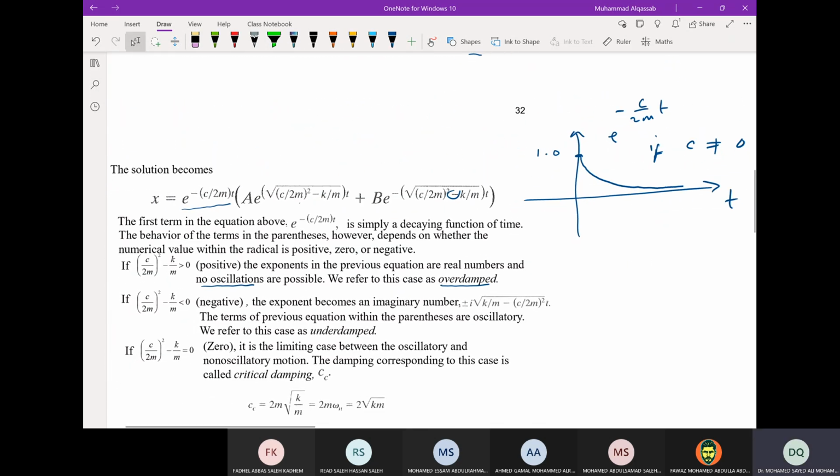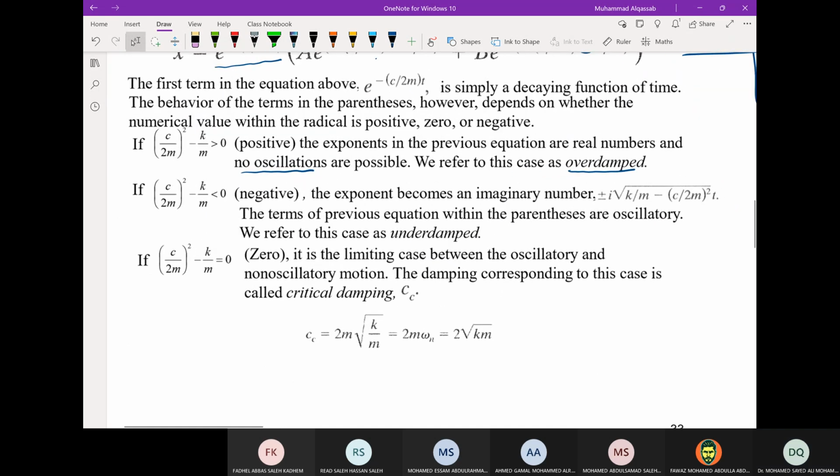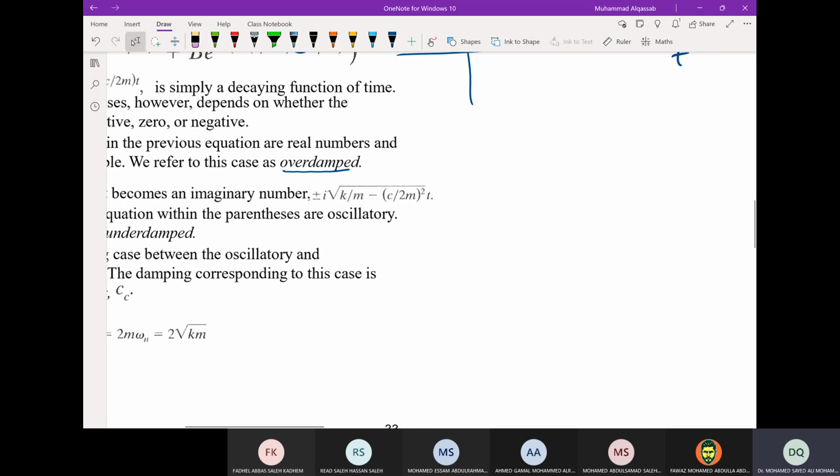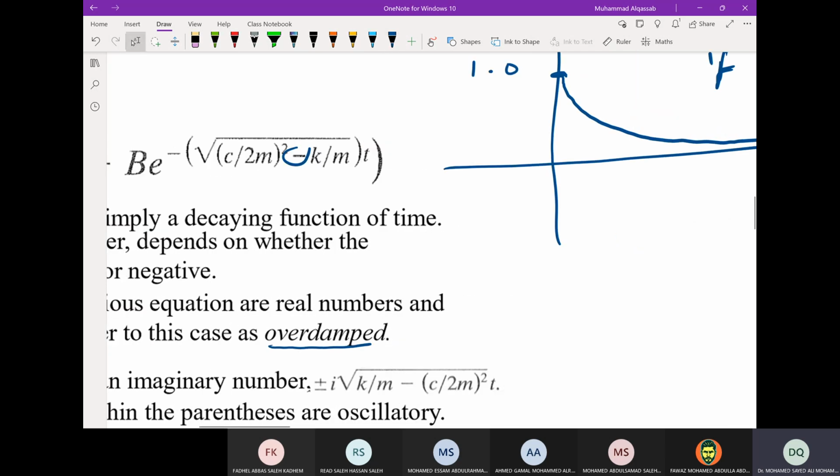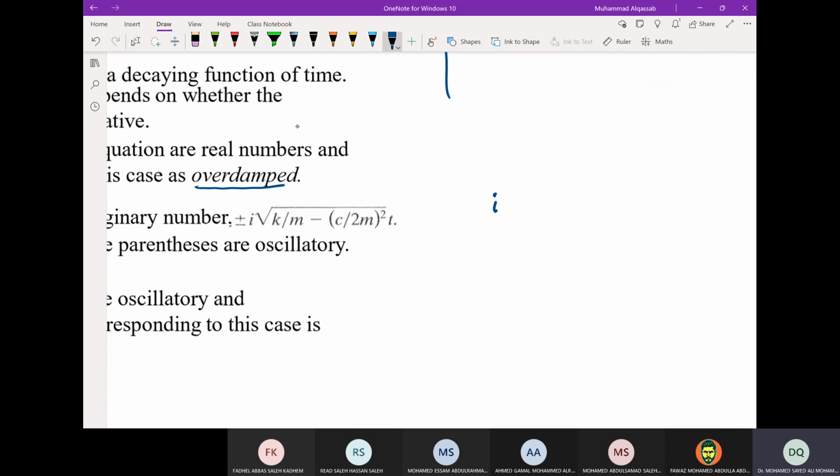The other case, which is when the radical is negative, we can use the Euler equation, because the square root of a negative value will give us an imaginary number, which contains the square root of -1. So the radical is (c over 2m) squared minus k over m. If this is negative, you can switch them and take the square root of -1 as a common factor. So the radical becomes i times the square root of k over m minus (c over 2m) squared.